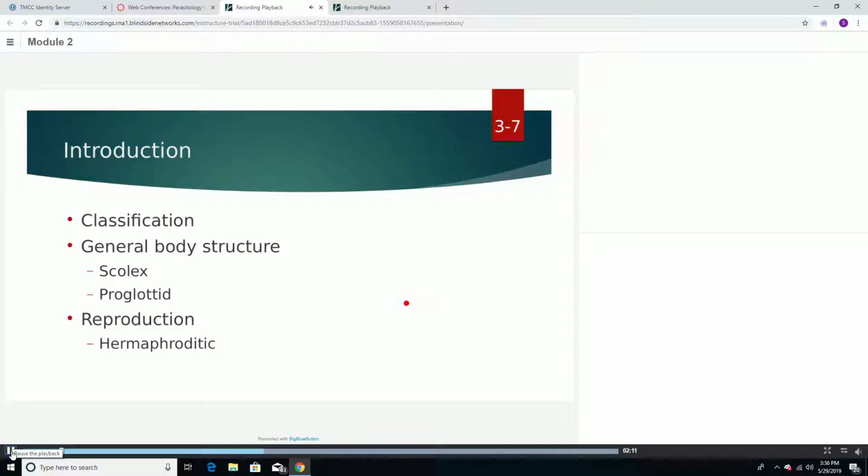General body structure, these flatworms have a scolex or scolices. This is on the anterior end of the tapeworm. It attaches to the wall of the intestine of a host by means of suckers or hooks. So the scolex is what the helminth is going to use to attach to our intestines. And these worms also have what is known as a proglottid, and this is just a segment of the tapeworm, and each proglottid contains male and female reproductive organs.